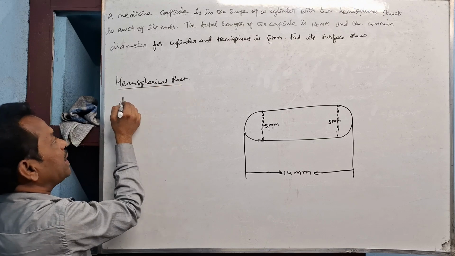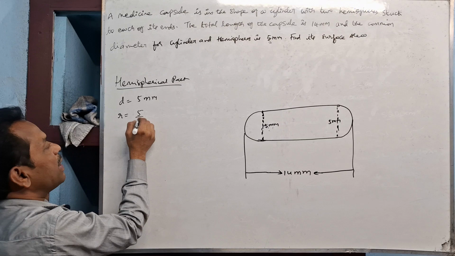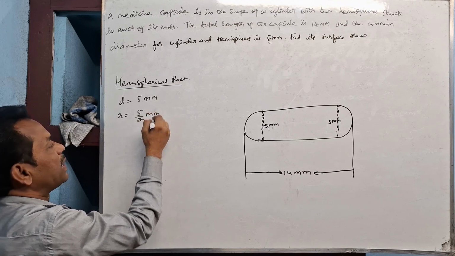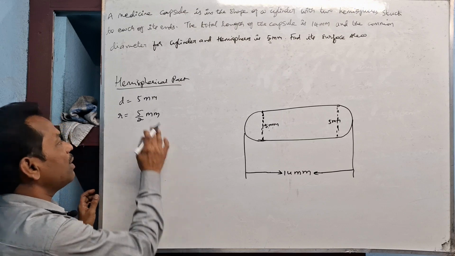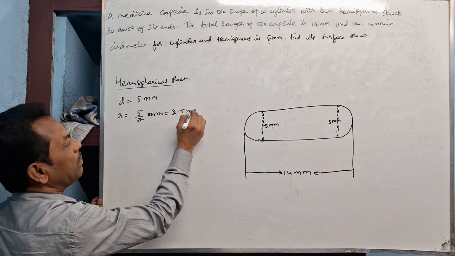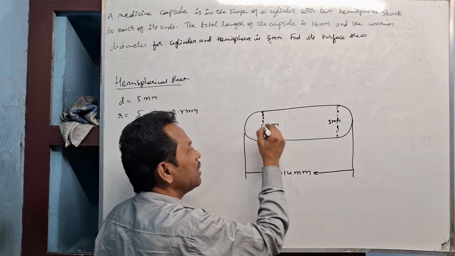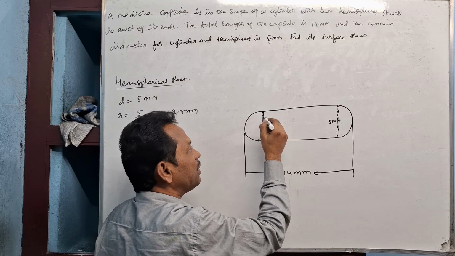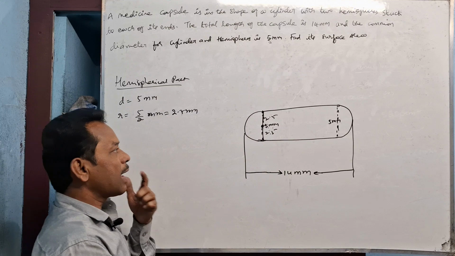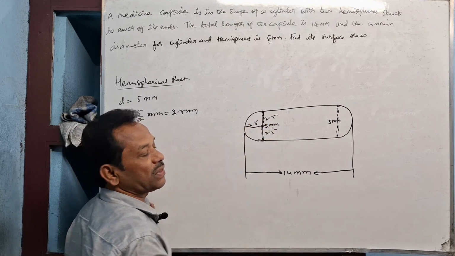Bacho, given that diameter equals 5 millimeters, to find the radius, 5 by 2, this gives you 2.5 millimeters. Now, bacho, be careful here. So here this is the center, this is the diameter. Here it will be 2.5, this also 2.5. And now this also radius, this also 2.5.